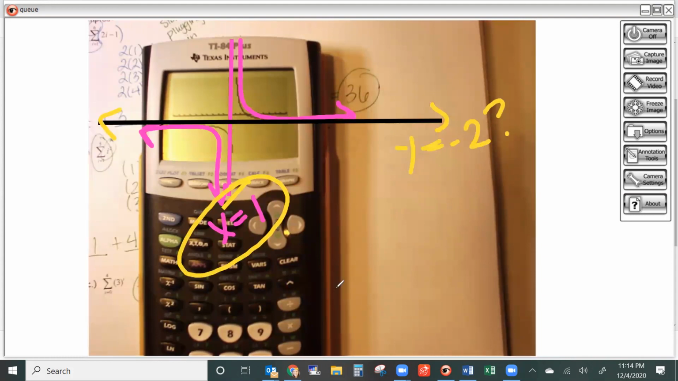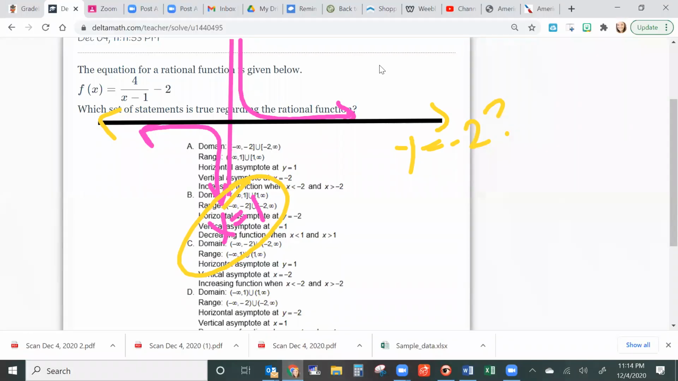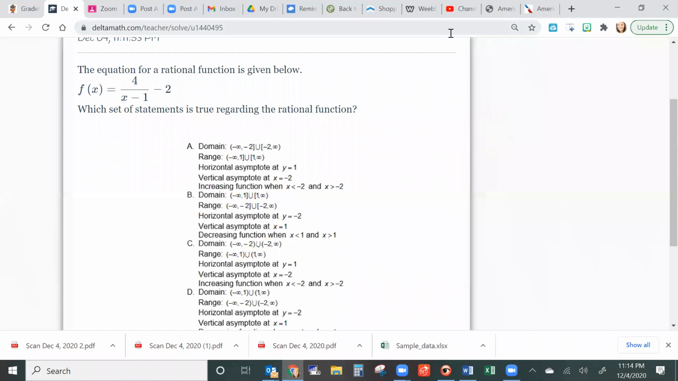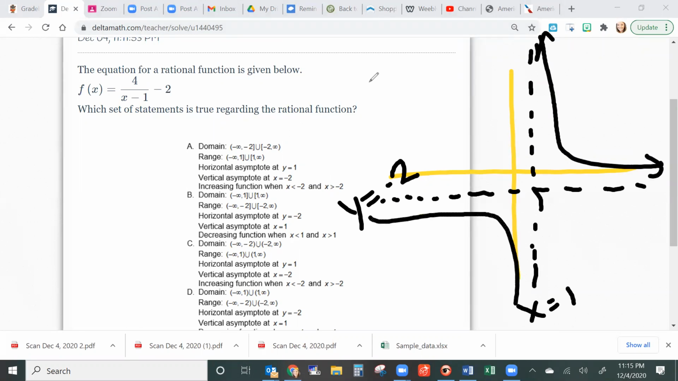Okay, and then I'm going to come over here to my Delta Math, and I'm going to check out my answer choices and see which one looks like it makes sense. Okay, so my x equals 1 was my vertical asymptote, and y equals -2 was my horizontal asymptote. So let me write that over here. So I had x equals 1, and then it was y equals -2. Okay, and then my graph looks like here and here. Okay.